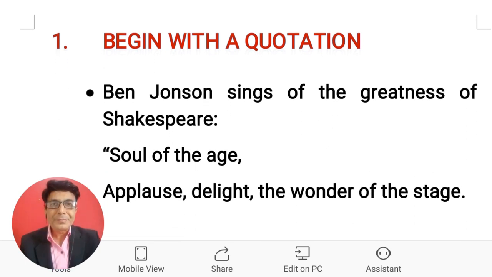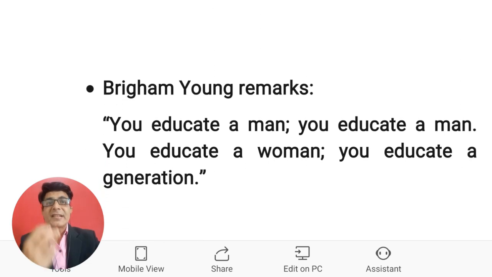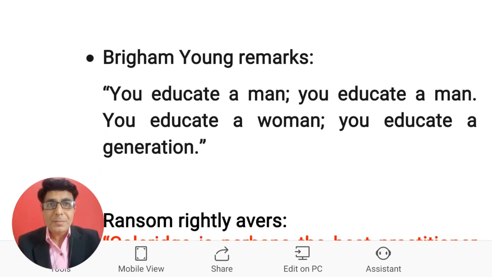Say for example, the first thing is to begin with an appealing quotation. Okay, say for example, if you are writing an answer on Hamlet, on Macbeth, or any play written by William Shakespeare, then you can begin like this. Ben Jonson sings of the greatness of William Shakespeare, soul of the age, applause, delight, the wonder of the stage. Friends, this is how you can begin. That Ben Jonson has said these lines in praise of William Shakespeare.